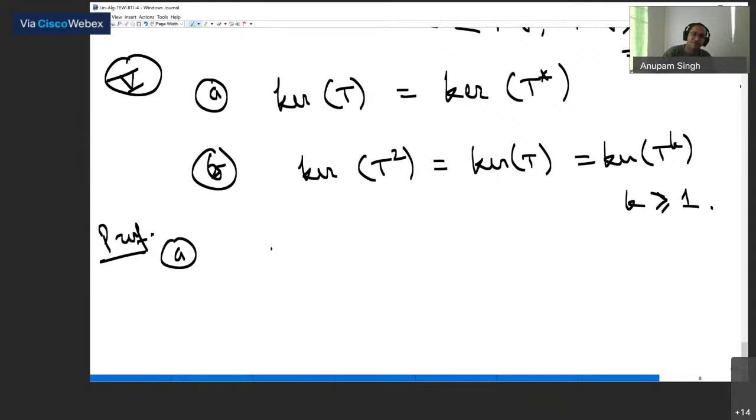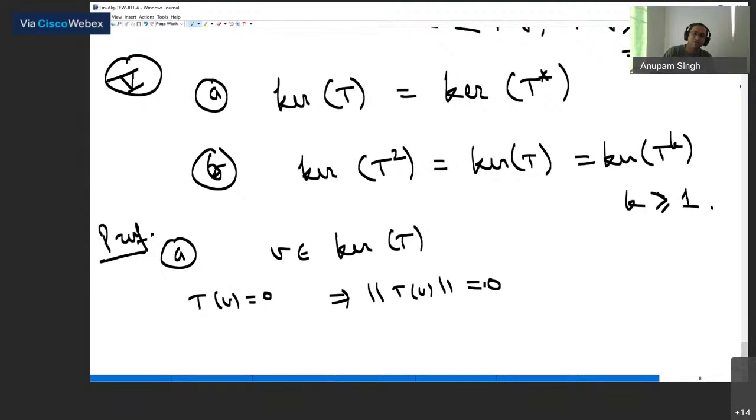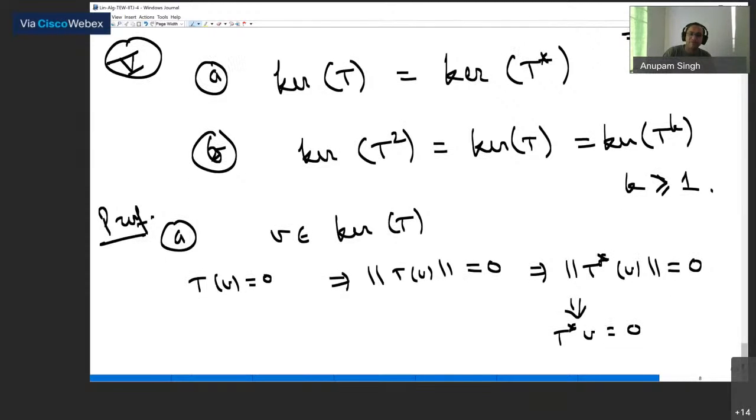So suppose I have a vector V which is in the kernel of T. Okay, that means T of V is 0. But if T of V is 0, the norm of T of V is 0. But from what I proved in part 4, this will also imply the norm of T star of V is 0, because the norm of T V and T star V is the same, which will imply that T star of V is 0, in fact, because I have an inner product, right? And everything can be reversed here, so I get if and only if. So that proves part A.